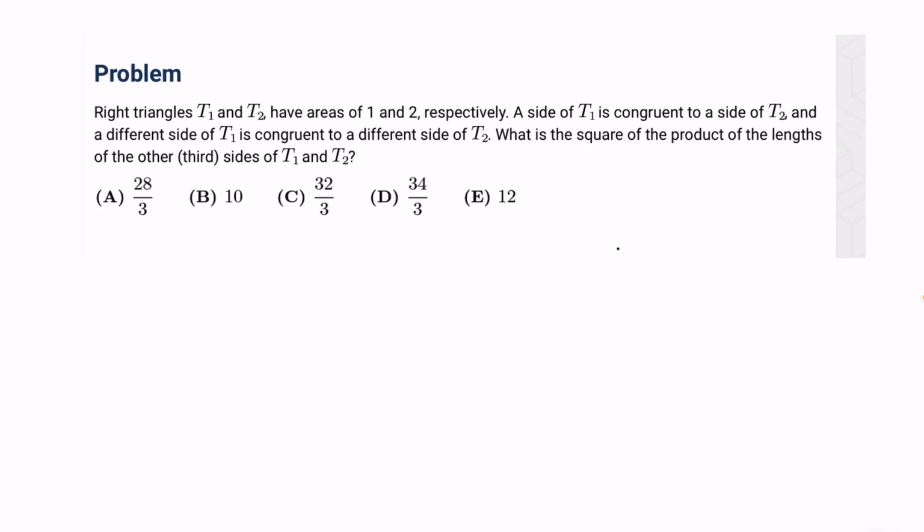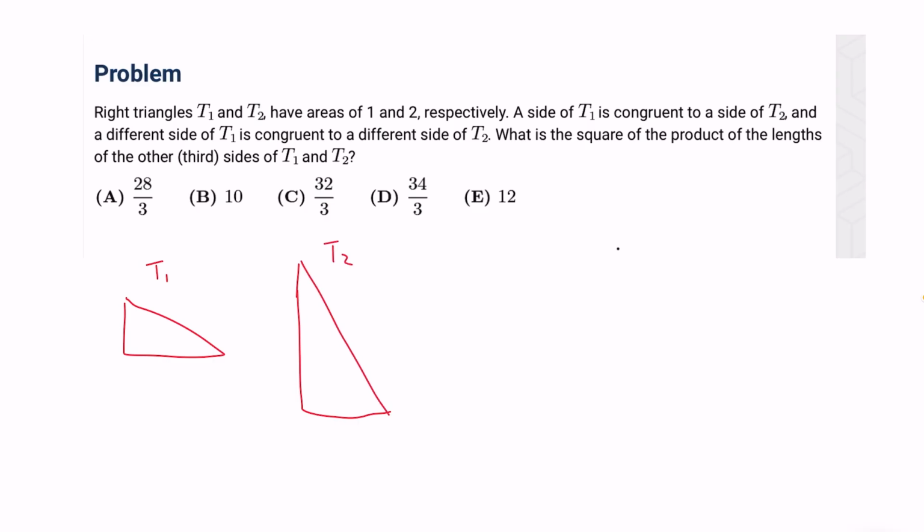So we have two different right triangles, and keep in mind that they have different areas. So one is smaller and one is greater. T1 is smaller, so I'm just going to let it be this one. This is T1. And then we have another one that's a lot bigger. I'm going to let this be T2.